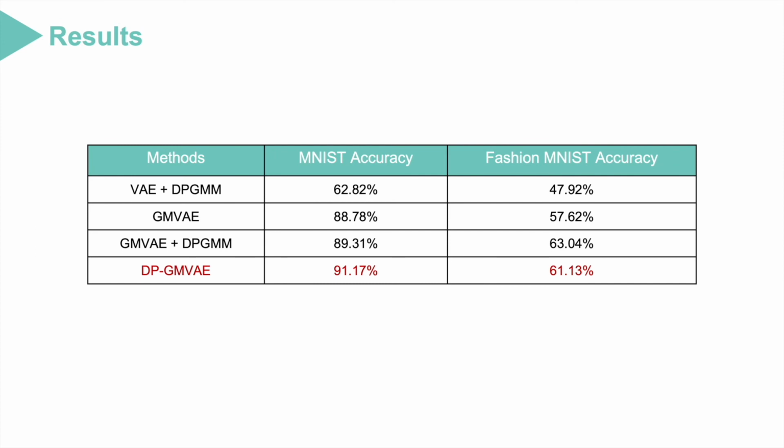Let's see our result. The first 3 models are our baseline, as I explained earlier. The fourth one is what we proposed. We can see in our proposed DPGMVAE, we can get 91% accuracy in MNIST dataset, which is a relatively great improvement over the original model.